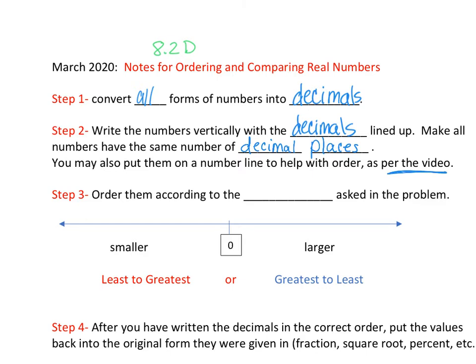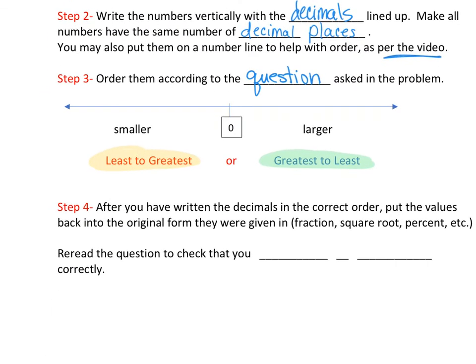The third step is to order them according to the question asked in the problem. So are they asking us to do it least to greatest? Or are they asking us to do it greatest to least? Okay, these have been some problems for us in the past with ordering real numbers.